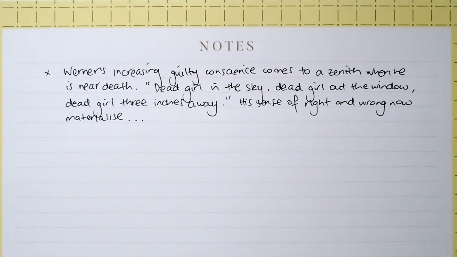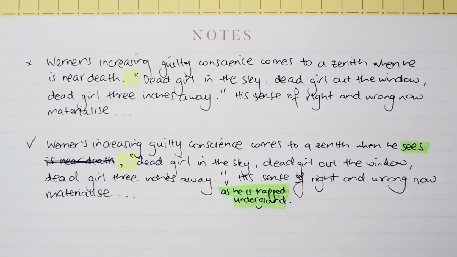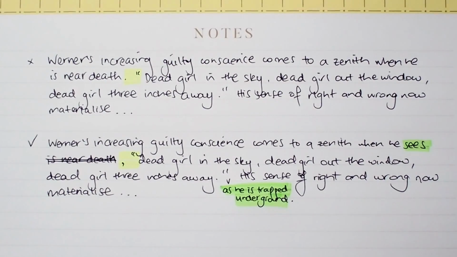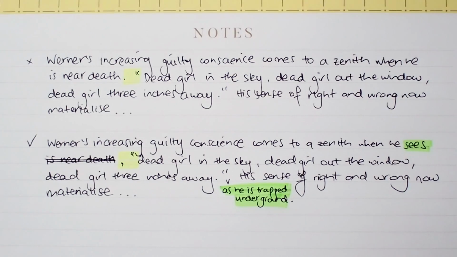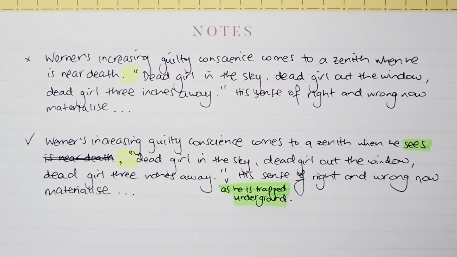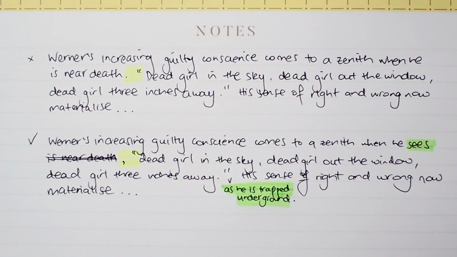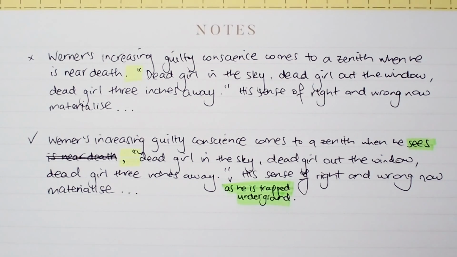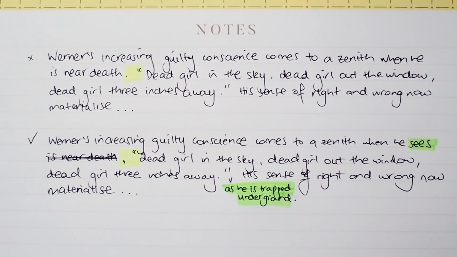Instead of having a quote just by itself, have this. Werner's increasing guilty conscience comes to a zenith when he sees dead girl in the sky, dead girl out the window, dead girl 3 inches away, as he is trapped underground. His sense of right and wrong now materializes.